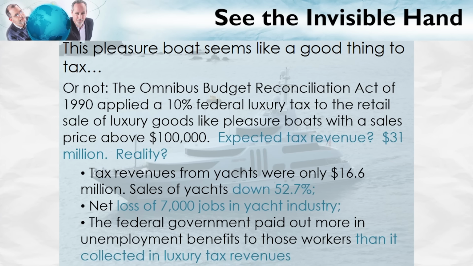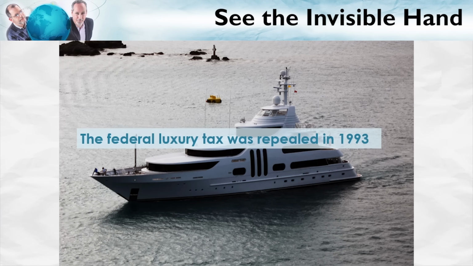The tax revenues were only $16.6 million, and that was because sales of yachts fell tremendously. Perhaps the yacht buyers decided, well, they could wait a year or two before buying their yacht, see what happens. Or maybe they decided they could buy their yachts in other countries. Yachts are pretty easy to move around the world, after all, that's what they're for. The net result, in fact, was a loss of 7,000 jobs in the yacht industry. Indeed, the federal government ended up paying out more in unemployment benefits to unemployed yacht workers than it collected in tax revenues from yachts. Because of this, the federal tax was repealed in 1993.